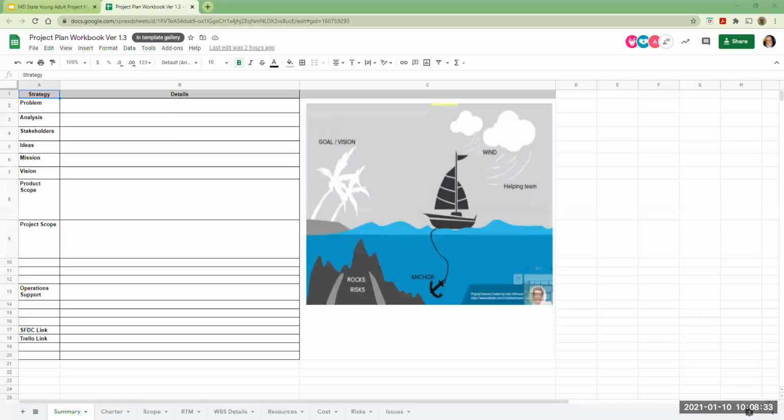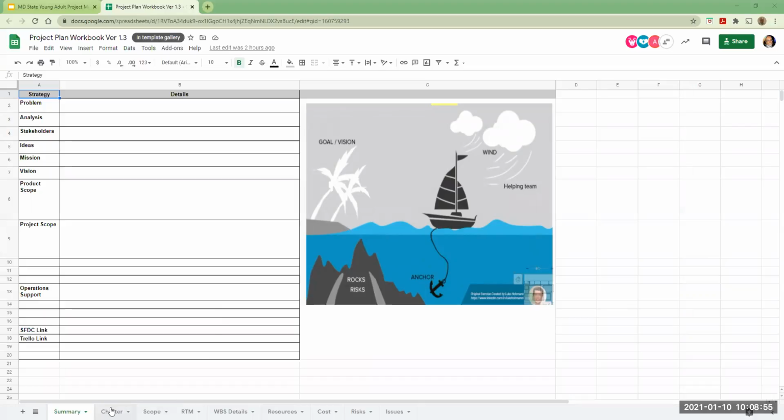Yep. All right. So it includes here the problem statement, right? An analysis, who your stakeholders are, like roles of people and their names. It includes ideas that you come up with, high-level ideas, mission, vision, all that good stuff. This is a very high-level summary. It should be just one page. You can print it out on an 8.5 by 11.